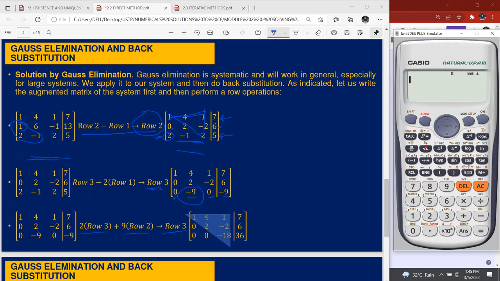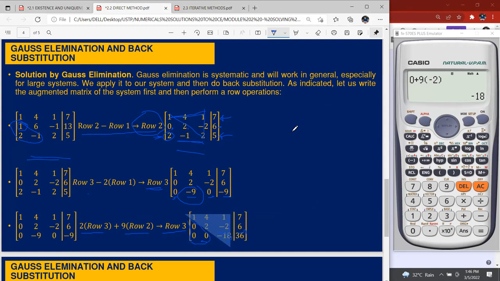And then we have negative 9, equal to 3. Now 2 times negative 9 plus 9 times 2, so 0 gihapon. And then, since 0 na siya, 2 times 0 is 0 plus 9 times negative 2, negative 18. And same lang, 2 times negative 9 is negative 18 plus 9 times 6 is 54, so that is equal to 36. Okay, nakuha na nato ang upper triangular form.